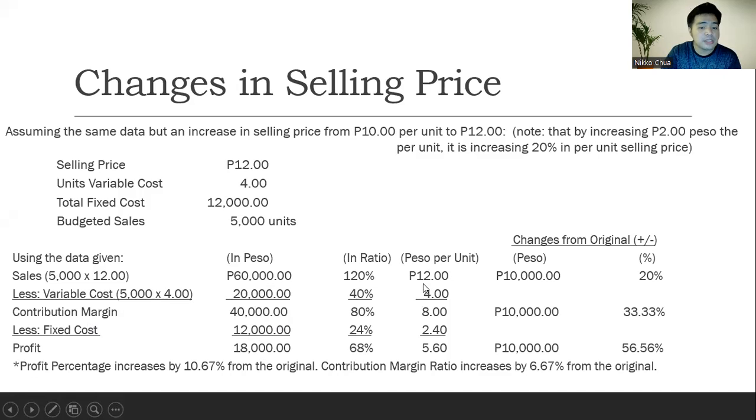In peso, since we increased the selling price, we will have 12 peso minus the 4 peso variable cost, that is 8 peso for the contribution margin. Still, the fixed cost per unit is 2.40. Then we will have profit per unit of 5 peso 0.60. So here are the changes from the original. In peso, it increased by 10,000. Then an increase of 20%, the contribution margin increased by 33.33, and our profit increased by 56.56.